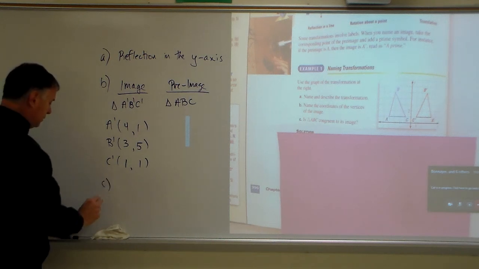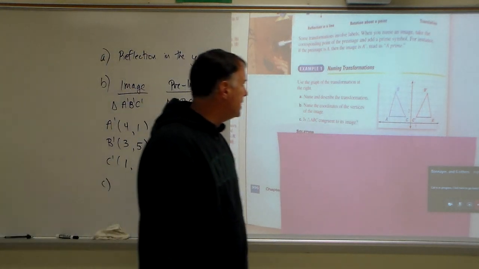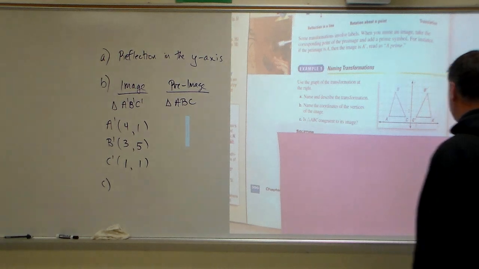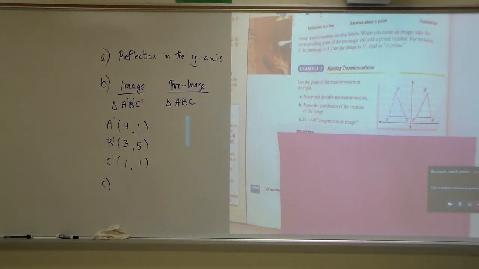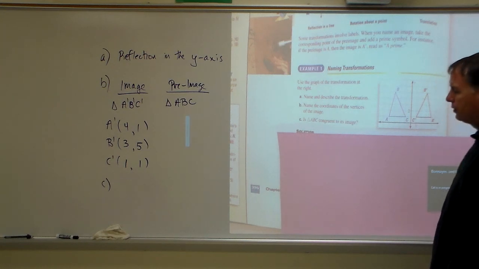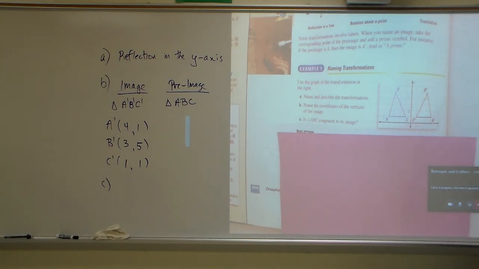Part C. Is ABC congruent to its image? I don't know that we know enough to really talk about that yet. We're going to talk about this in a minute, when we talk about what an isometry is. But it looks like it is. It certainly looks like it is.